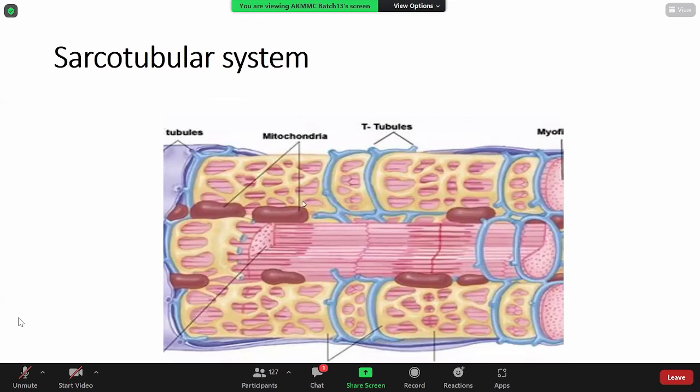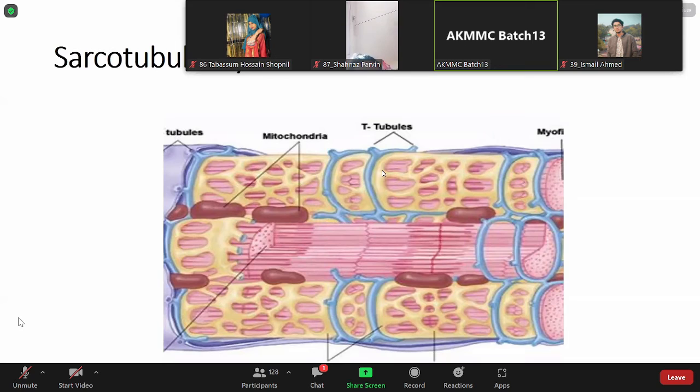Now, what is this? This is the sarcotubular system. This sarcotubular system consists of the T tubule and the sarcoplasmic reticulum. Why is this sarcoplasmic reticulum important? Because the sarcoplasmic reticulum stores calcium in high concentration, which is released into the sarcoplasm when the action potential appears in the T tubule. Okay. When the action potential appears, we need calcium. Why do we need it?